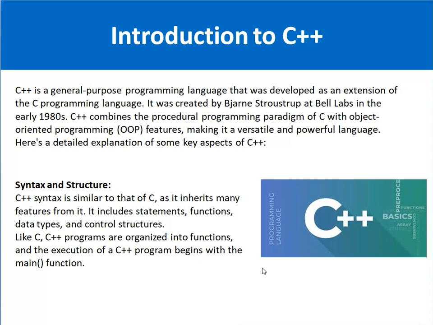Basically C++ is the extension of the C programming language. Initially the C programming language was launched, and then the advanced version of C was the C++ language. C++ was created by Bjarne Stroustrup at Bell Labs in the early 1980s. C++ combines the procedural programming paradigm of C with object-oriented concepts or features. And due to that reason, C++ is a very powerful and a very versatile language.